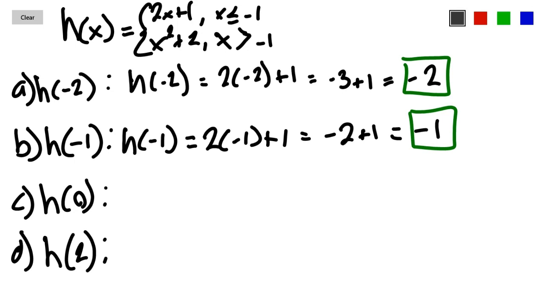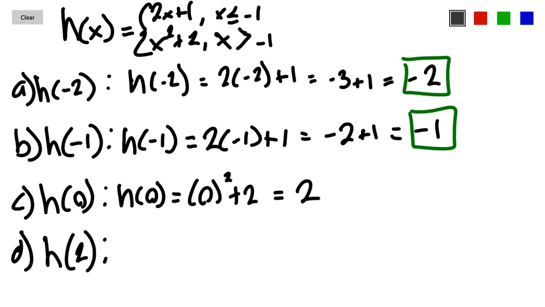And then for h of 0, 0 is greater than negative 1, so it's going to fall into the second part of the piecewise function. So I'm going to do h of 0 into the second part. So this is 0 squared plus 2, which just gives me a 2 for my output.